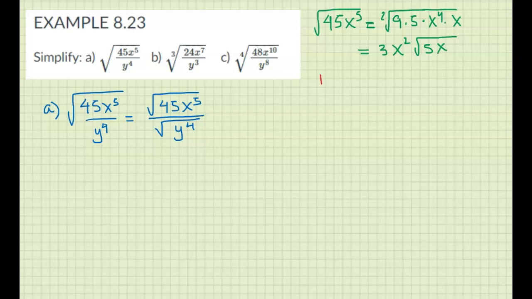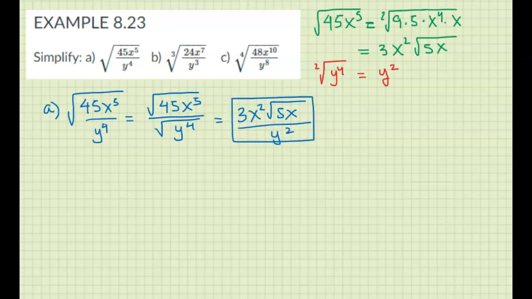Alright, now let's look at square root of y to the 4. So this one, the 4 divides by 2 exactly, so we just get y to the 2. No absolute values are necessary because we have the variables to even powers. So putting them together, we have 3x squared square root of 5x on the top and y squared in the denominator. There we go.